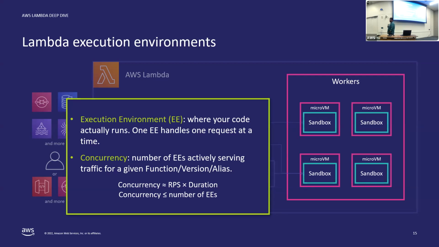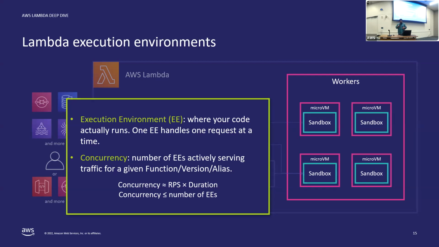So the execution environment is nothing but an EC2 instance. The Lambda service brings up an EC2 instance. That doesn't mean that more than one Lambda function can be handled by that execution environment at a time. It's always one handler method running in one execution environment at a given point in time. And that is very critical to understand to handle concurrency.